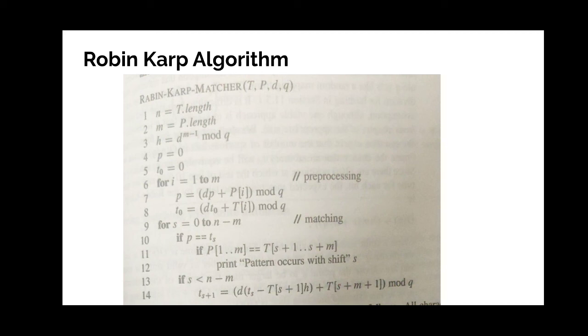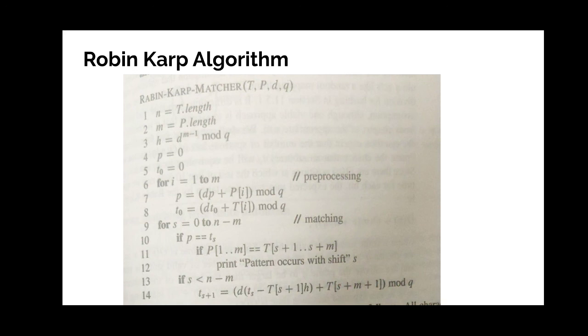For s equal to 0 to n minus m, if p is equal to t of s, then we again do a comparison: P of 1 to m equal to T of s plus 1 to s plus m. Print the pattern occurs with shift s. If s is less than n minus m, we recompute t of s plus 1 as we already outlined, and once we do that, we go back. This completes the algorithm.